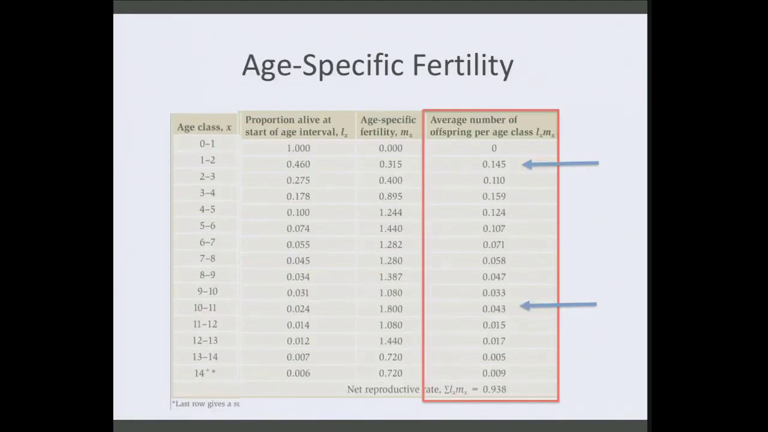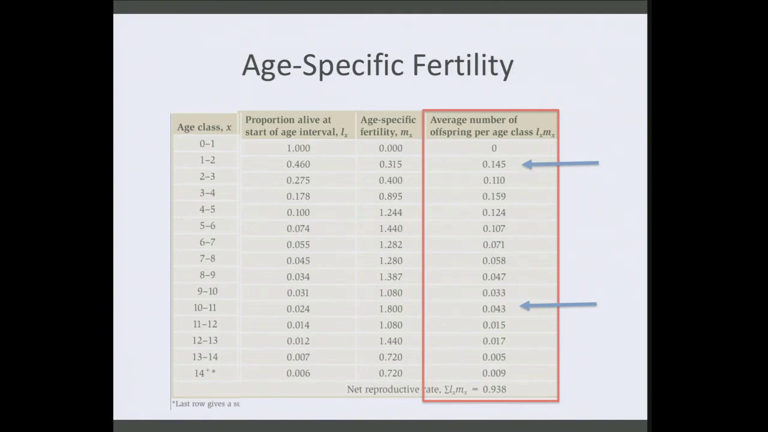So what we can then do is combine those two numbers to find the average number of offspring per age class, rather than the average number of offspring per female. And we notice that at this point the average number of offspring per age class is lower in year 10 than it is in year 1.